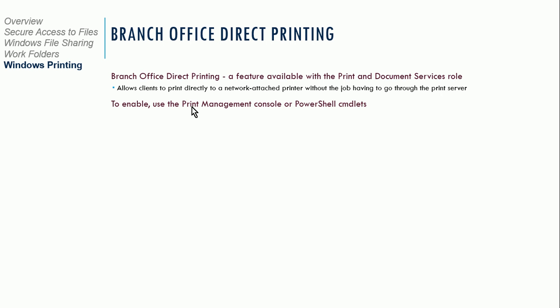So you don't have this circuitous route of these print jobs going from the branch office to the main office and then back to a physical printer at their own office. Instead, it can bypass that process and go directly to a local printer. So you can enable this in the print management console or using cmdlets in the PowerShell, which we've looked at before.